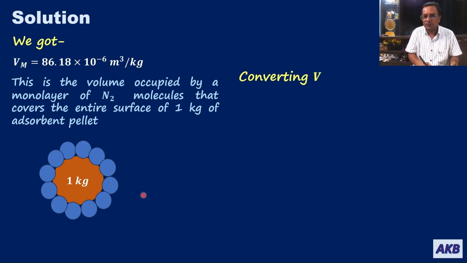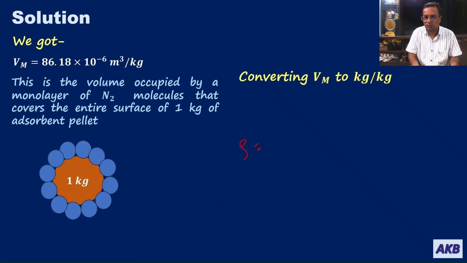Now we are going to convert this Vm. Right now it is in meter cube per kg. Now I will be converting it to kg per kg. That is, I will be converting 86.18 into 10 to the power minus 6 meter cube of nitrogen into kg of nitrogen. How can I do it? For that, density is given to me. Density is given to me. So what is the density?